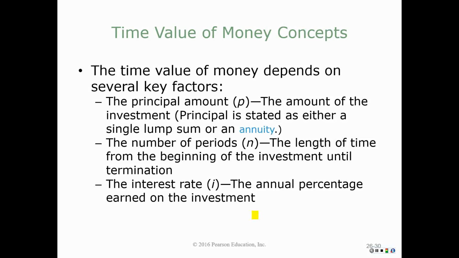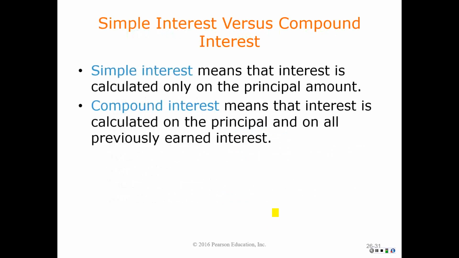So we need to know the amount of time that the investment is going to be tied up until its termination, and then we need to know the interest rate. So the interest rate is the annual percentage rate on a particular investment that will be calculated over time and over the amount of principal or series of annuity payments that have been invested.